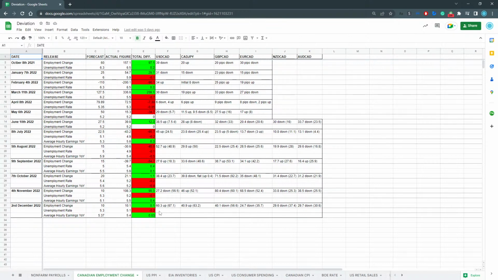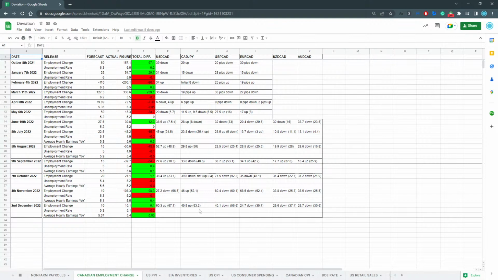So the employment change data, as we've seen, there was a 0.1k deviation. It saw dollar CAD move 60.3 pips towards the upside. CAD JPY saw the Canadian dollar strengthening off the back of a stronger dollar, about 41 pips up, and after about 10 minutes of trading, 63.2 pips up. So CAD JPY and GBP CAD had the biggest reactions within the market at the time of the release.